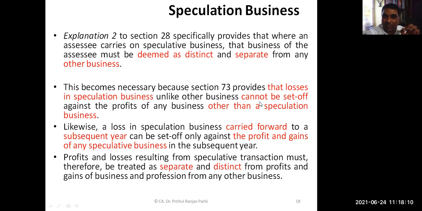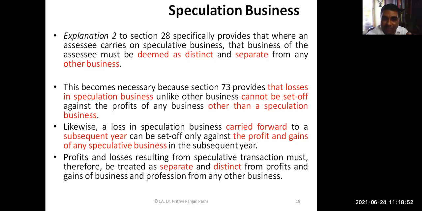That section, section 73, provides that losses in the speculation business cannot be set off against profits of any other business. That means if there is a loss in speculation business, you cannot set it off against profits of non-speculation business. However, loss from the speculation business can be carried forward to subsequent years. In subsequent years, it can be set off against the profits of speculative business only. That means it can never be set off against any non-speculative business. Therefore, there is a need to compute the profits of speculation business separately.